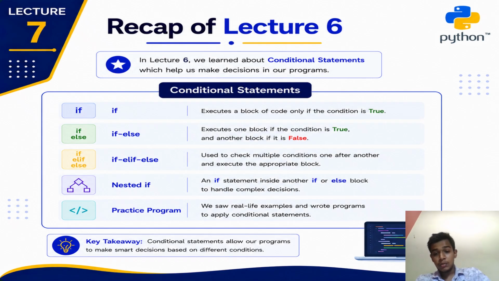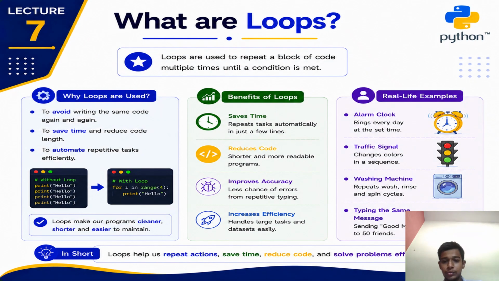In this lecture, we will learn about loops, which help us repeat tasks efficiently instead of writing the same code again and again. So let's start with loops in Python. Now let's understand what loops are. A loop is a programming concept that allows us to repeat a block of code multiple times, until a condition is met or for a specific number of times. Instead of writing the same code again and again, we simply write it once inside a loop, and Python repeats it automatically. This makes our program much shorter, cleaner, and easier to manage.